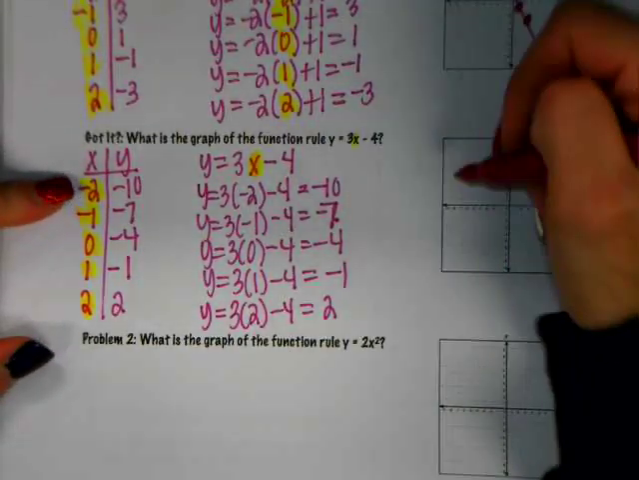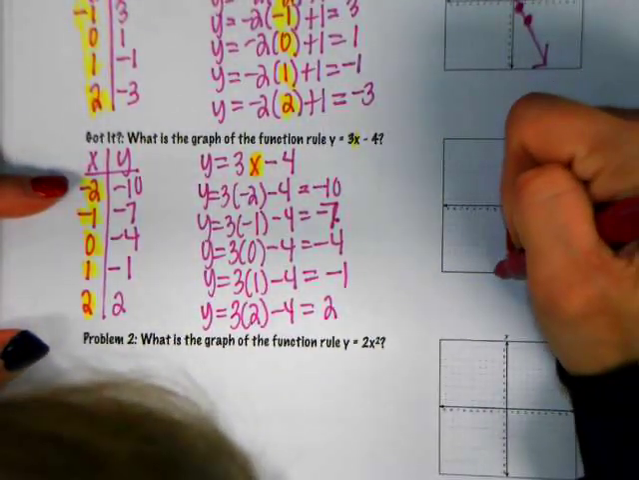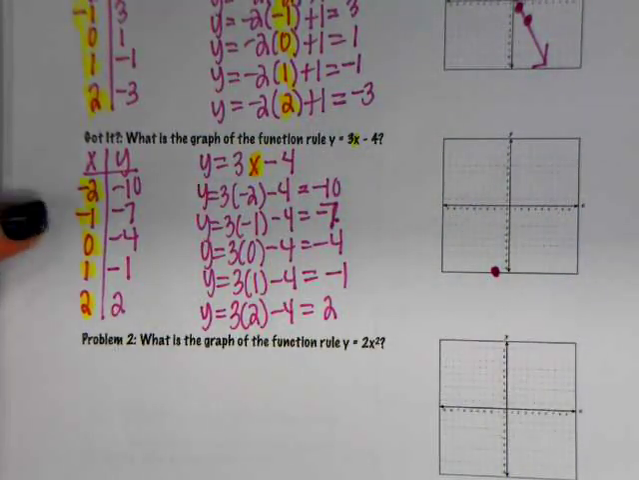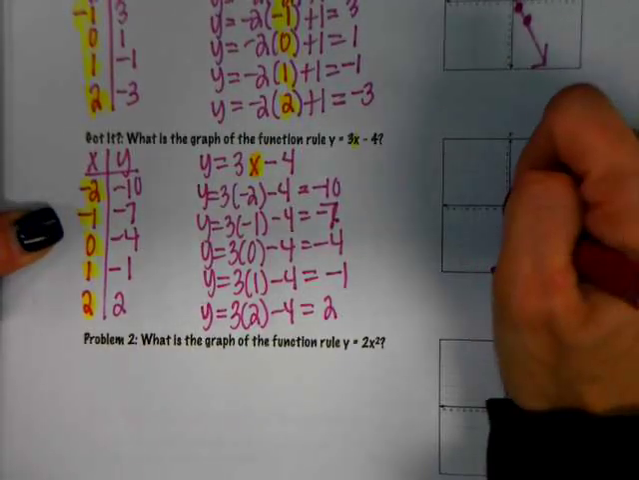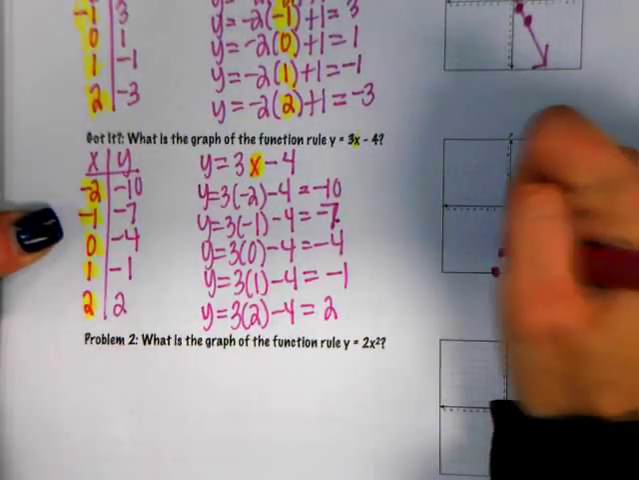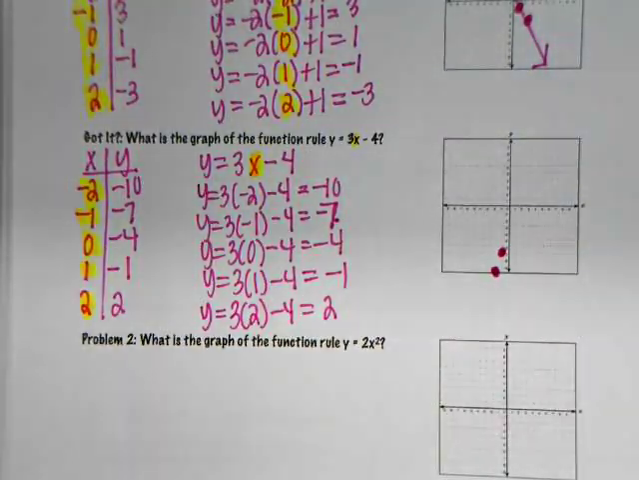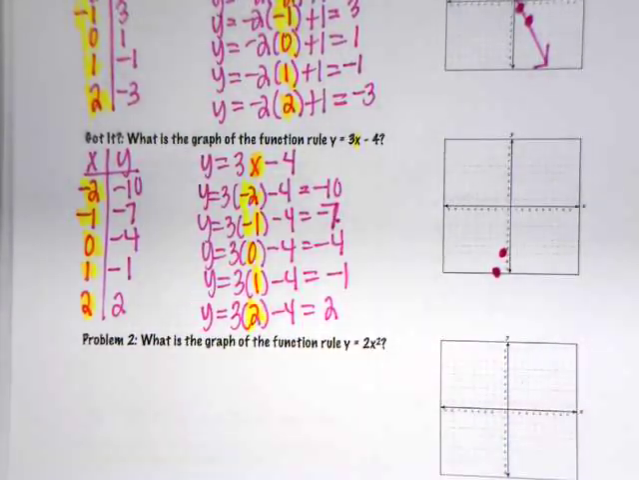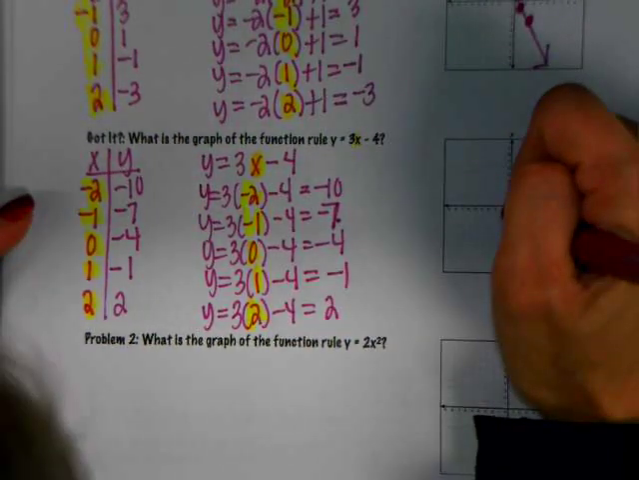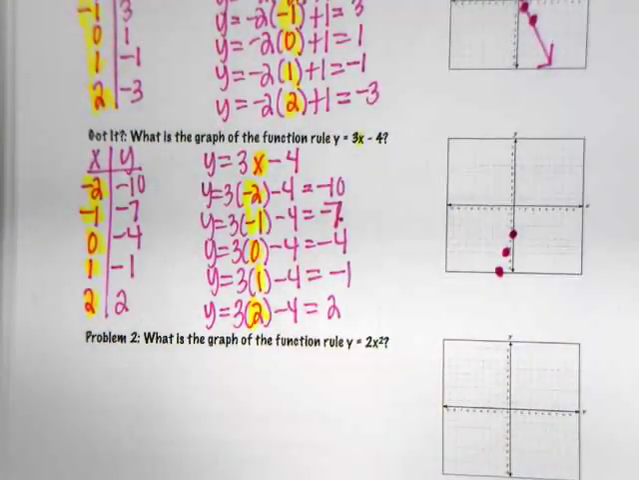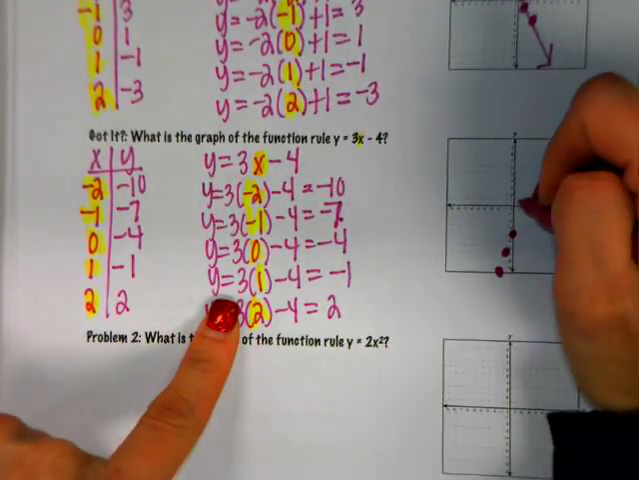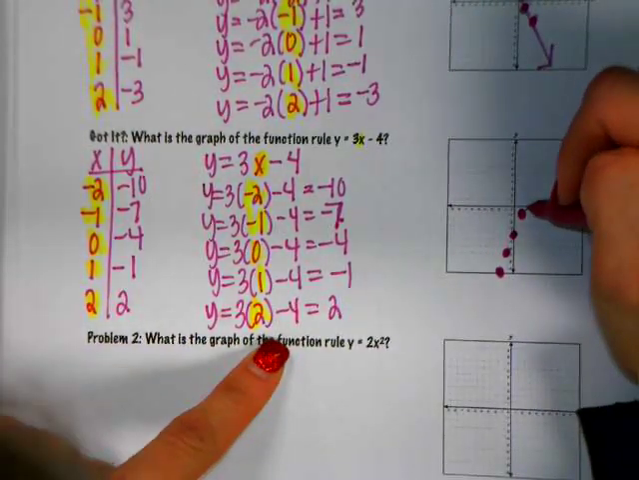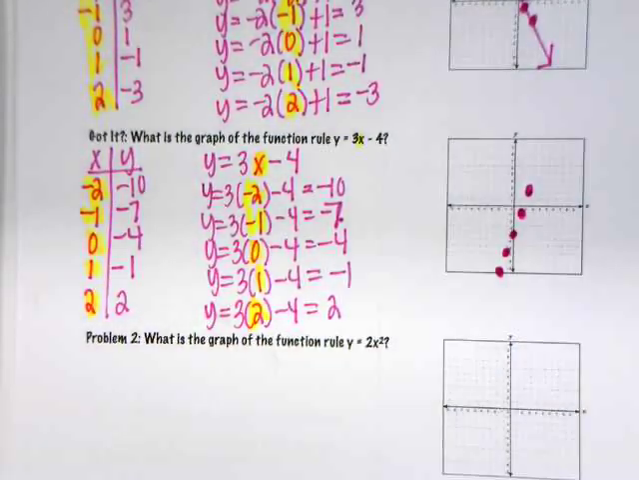So you're going to plot negative 2, negative 10. So go to the left 2 and then all the way down to negative 10. Go down there. And then negative 1, negative 7. It'll be right there. Okay, and then 0, negative 4, just go straight down to negative 4 from the center. And then 1, negative 1, over to the right 1, down 1. And then 2, 2, so to the right 2, up 2. So it'll look like that. Still arrows on both ends.